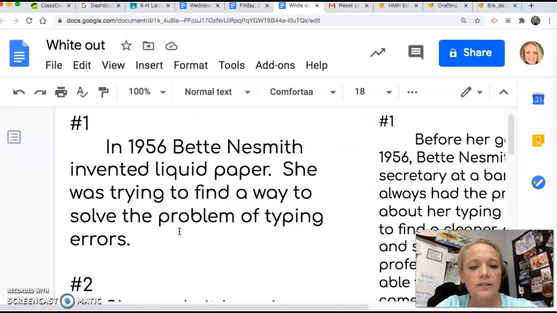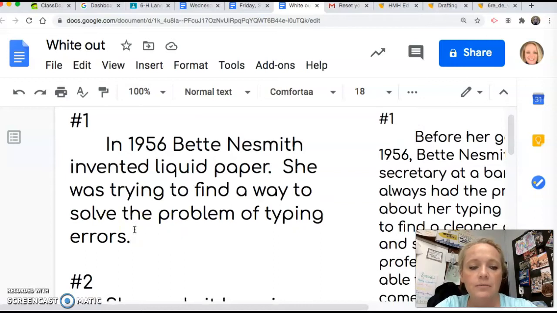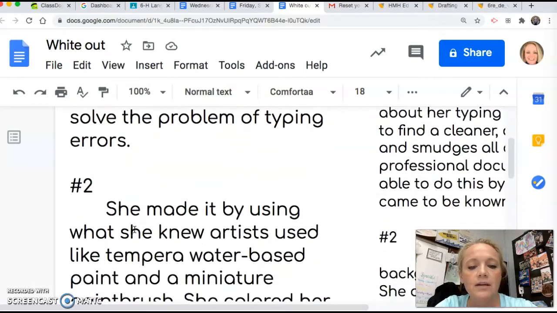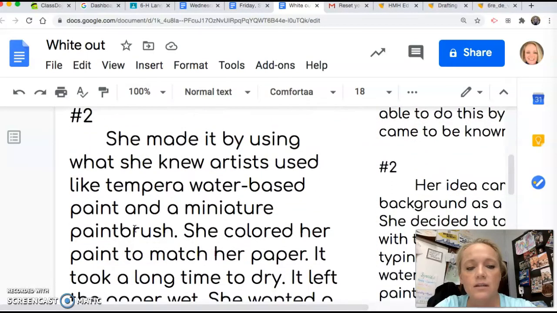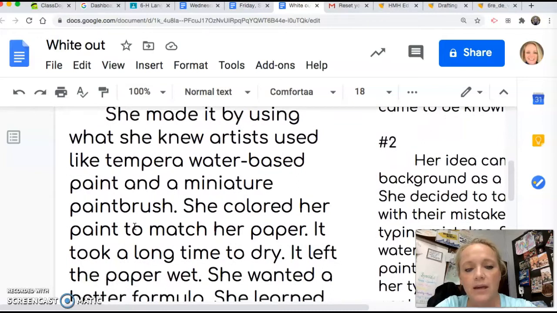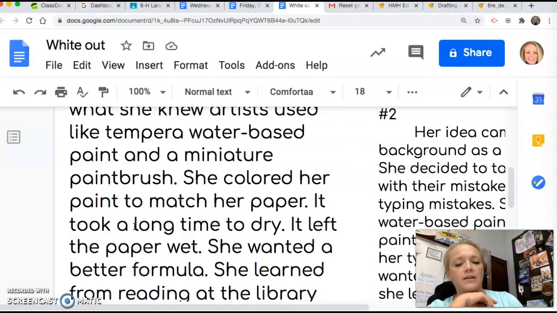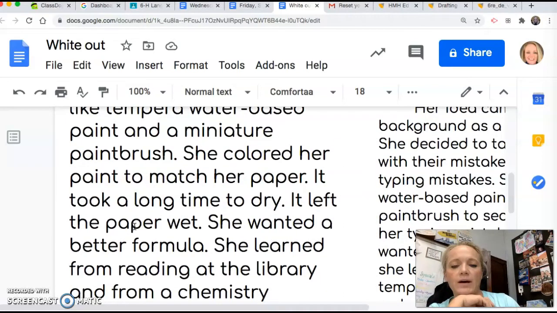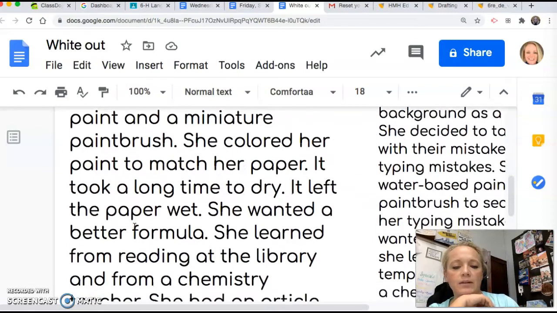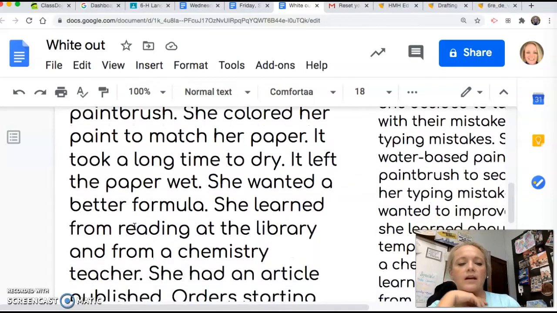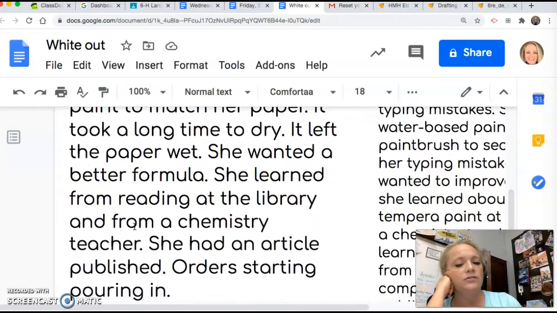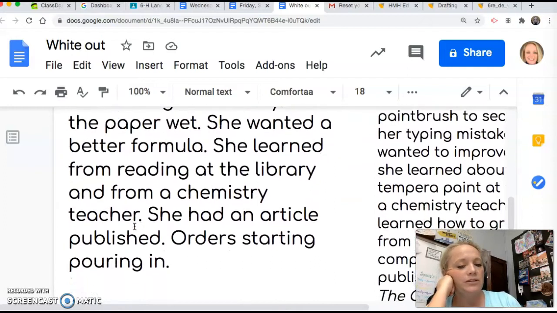In 1956, Bette Nesmith invented liquid paper. She was trying to find a way to solve the problem of typing errors. She made it by using what she knew artists use, like tempera water-based paint and a miniature paintbrush. She colored her paint to match her paper. It took a long time to dry. It left the paper wet. She wanted a better formula. She learned from reading at the library and from a chemistry teacher. She had an article published.